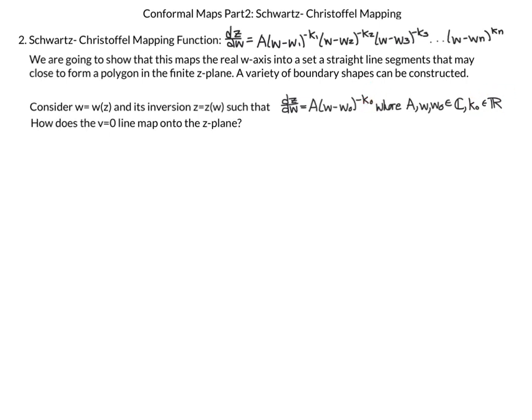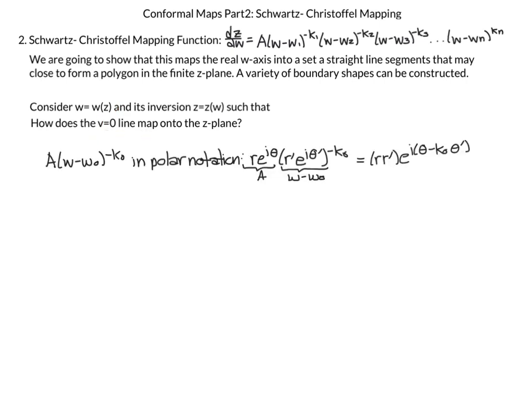We're going to use that technique from conformal mapping where we look to see how the grid lines, or the lines where either u or v are held constant, map onto the z-plane. And we're going to start by asking, how does the line v equals 0 map onto the z-plane? To answer this question, we're going to look at this in polar coordinates.